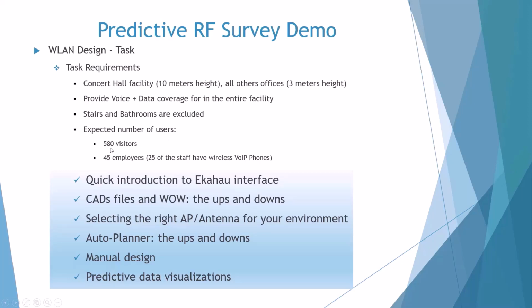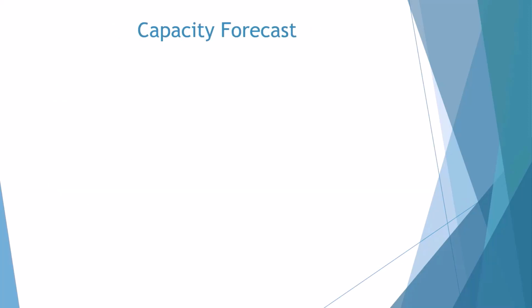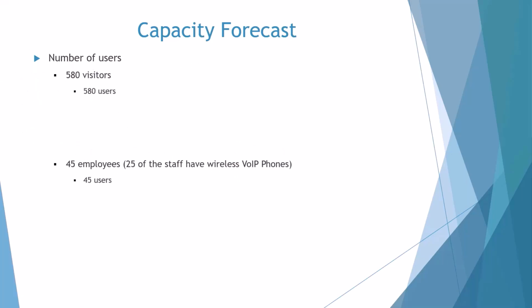We have 580 plus 45 employees, a total of 625 users. Does this mean that we are going to design our Wi-Fi in order to support a total of 625 devices? Let's see. Let's have a quick capacity forecast for our design. The customer already mentioned that the number of users are these numbers. The keyword that we need to focus here is user.